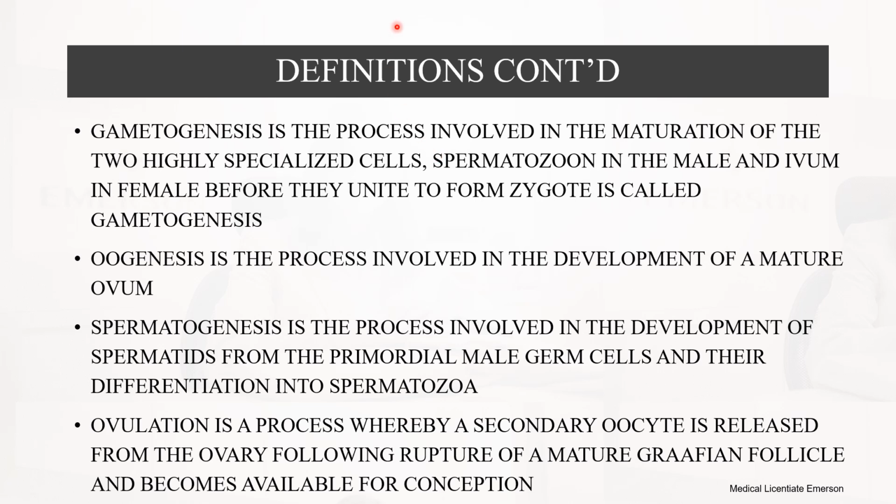Remember, we last ended on the definitions for the gestation periods. So now we're going to define gametogenesis and ovulation. Gametogenesis is the process involved in the maturation of the two highly specialized cells, the spermatozoon in the male and the ovum in the female, before they unite to form a zygote. So before the spermatozoon and the ovum combine, that is gametogenesis. It includes both the male and female gametes when they mature.